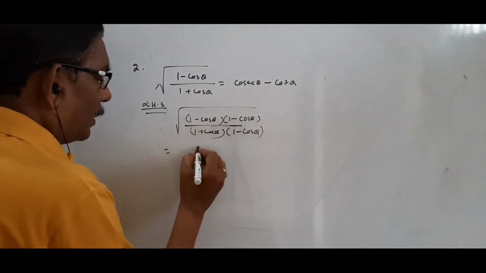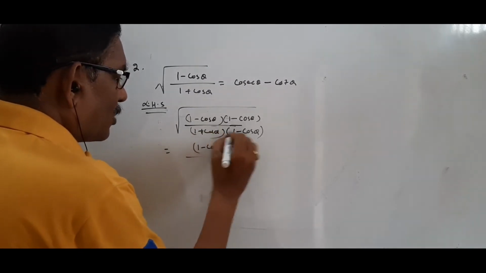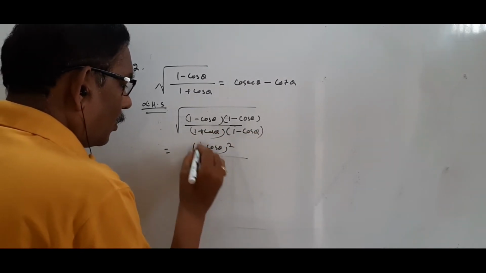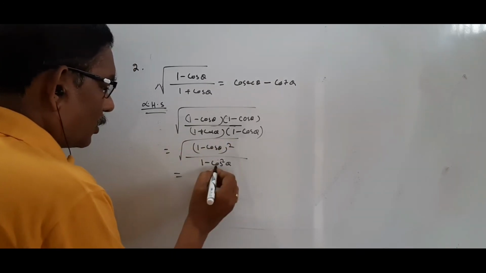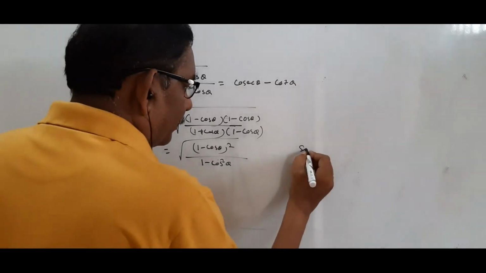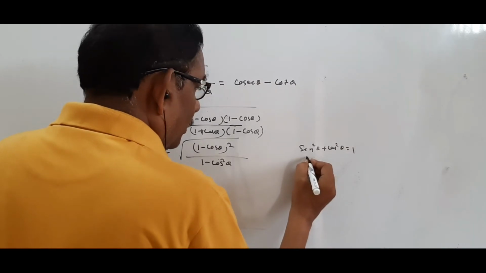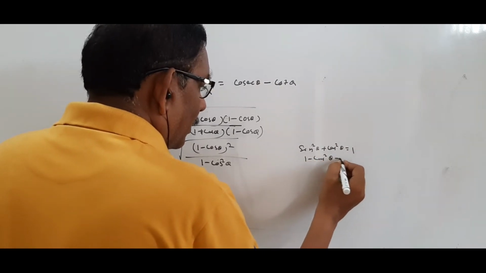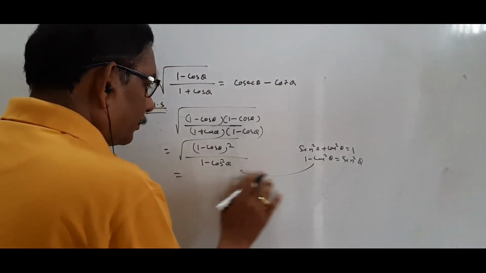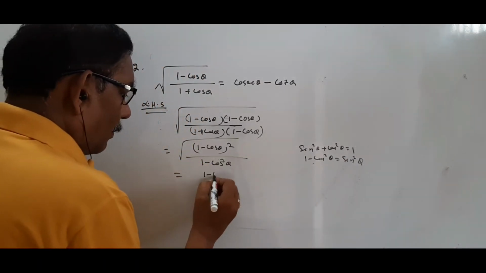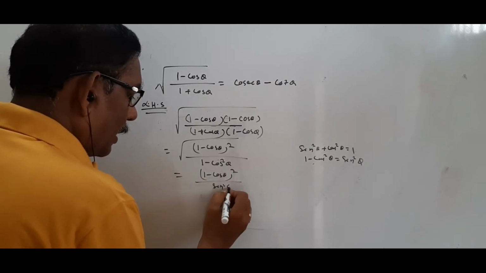A minus B times A plus B is A square minus B square. So 1 minus cos square theta. You know that sin square theta plus cos square theta is equal to 1, so 1 minus cos square theta is your sin square theta. You replace this value here. So 1 minus cos theta whole square by sin square theta.